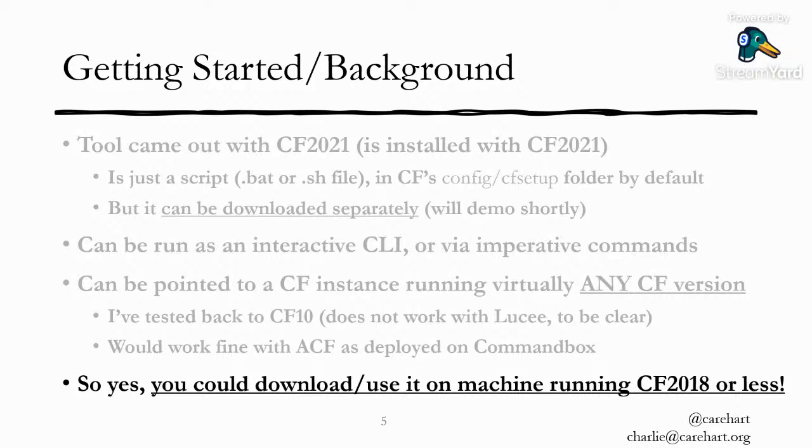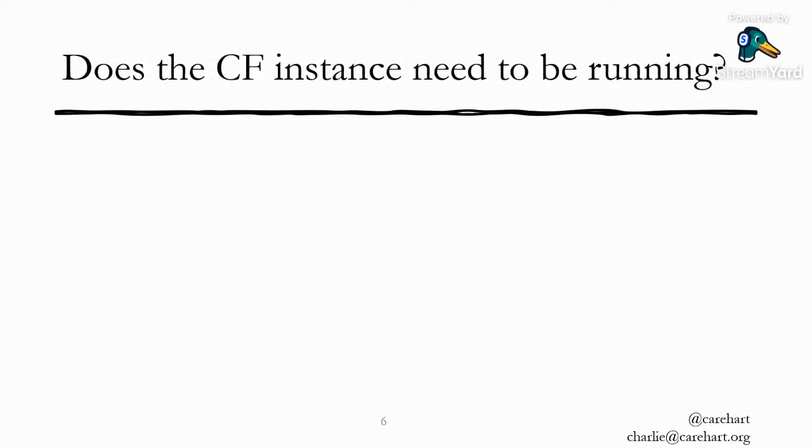Or, of course, if you have it on one machine, but through mappings or shares you can point to something on another machine, sure, you can point the CFSetup tool to whatever file system folder represents a CF instance. And that instance does not need to be running. So this tool is not talking to the CF instance. It's literally just looking at the setup, the config files. For those who know, it's the Neo XML files in the CFusion lib folder.